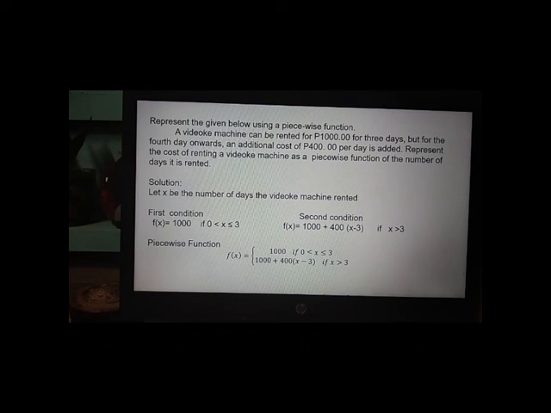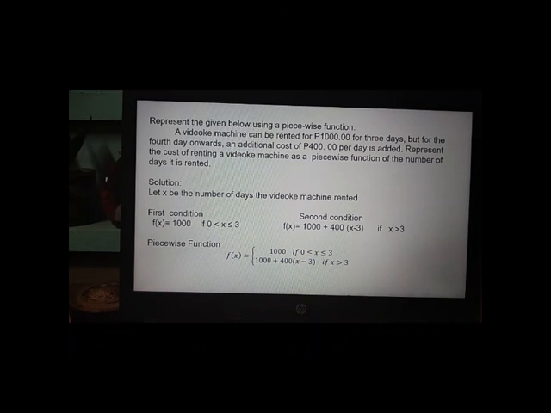The first condition is that if your x is greater than 0 but less than or equal to 3, then you will have 1,000. And the second condition is that if your x is greater than 3, then you will have this formula: f of x is equal to 1,000 plus 400 times x minus 3. Writing these two conditions in a piecewise function, you will have f of x is equal to 1,000 if x is greater than 0 but less than or equal to 3. Second formula, 1,000 plus 400 times x minus 3 if x is greater than 3.